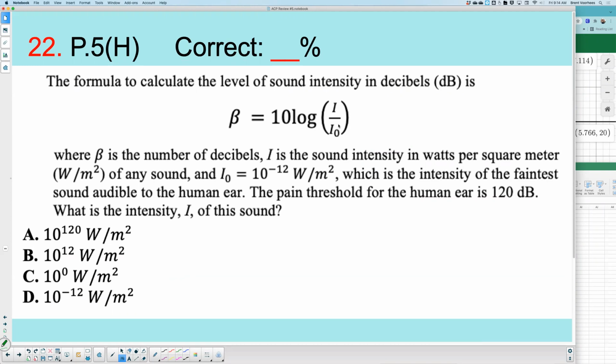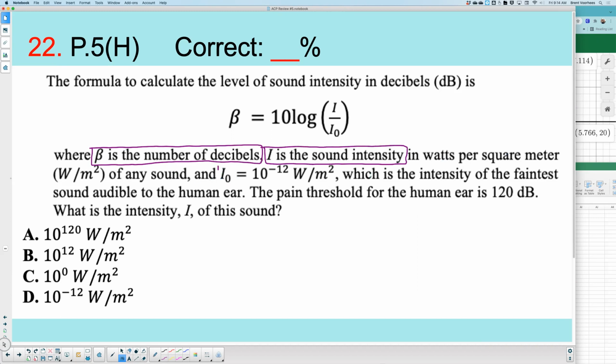Why? Because it's going to be an unsolved problem. We just have to plug in our stuff accurately. So let's take a look. It says the formula to calculate the level of sound intensity in decibels is here, where B is the number of decibels. Hopefully you know, all year when I've given you a word problem and they tell you what represents what, I box it up. B is number of decibels. I is sound intensity.